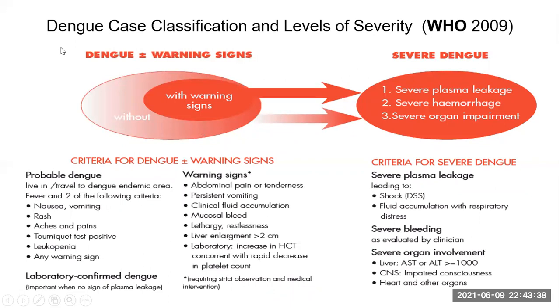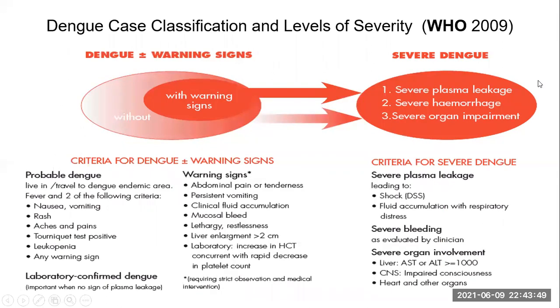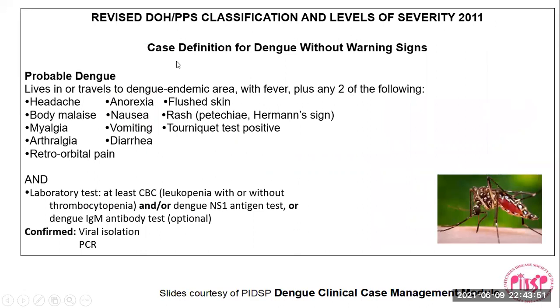This is the dengue case classification and levels of severity by WHO 2009, which is the one that we are using nowadays. Let's go through them one by one. So what is the case definition for dengue without warning signs? So what is a probable dengue case?